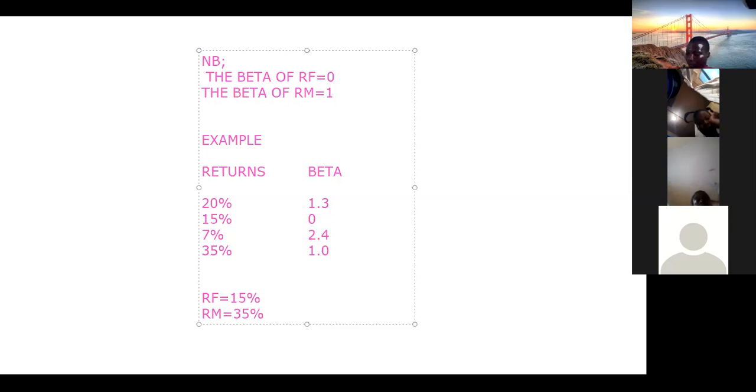Now, let's go to our table so that we calculate the required return for the illustration over there.